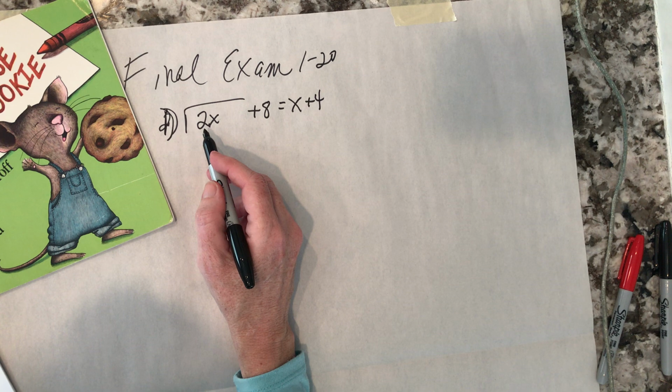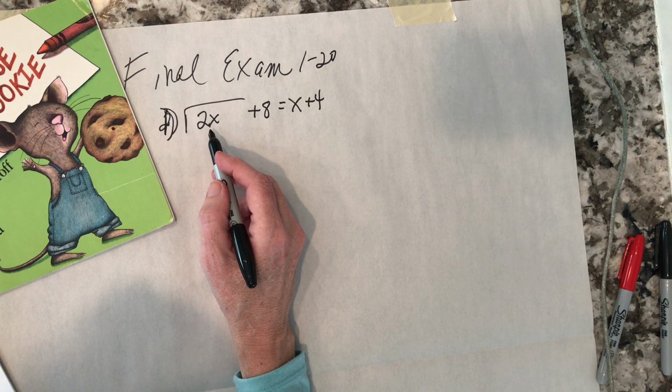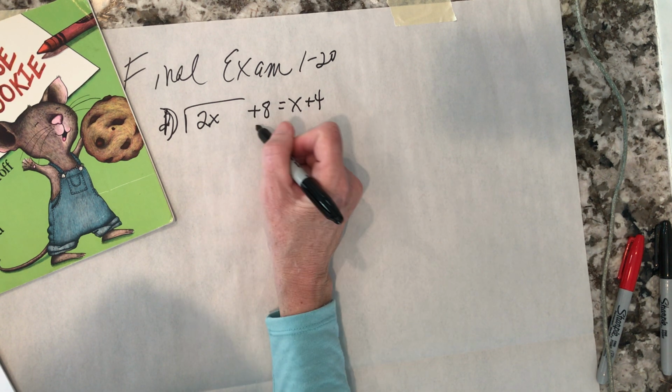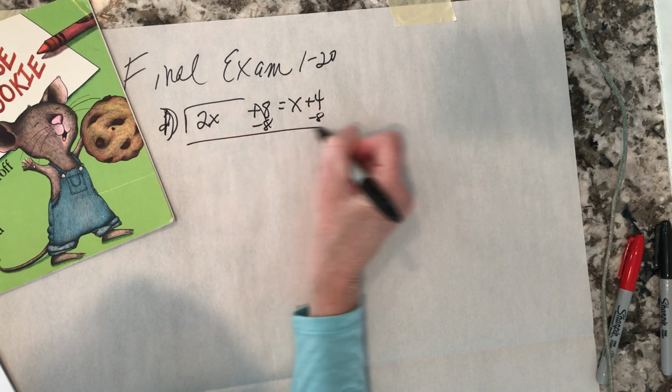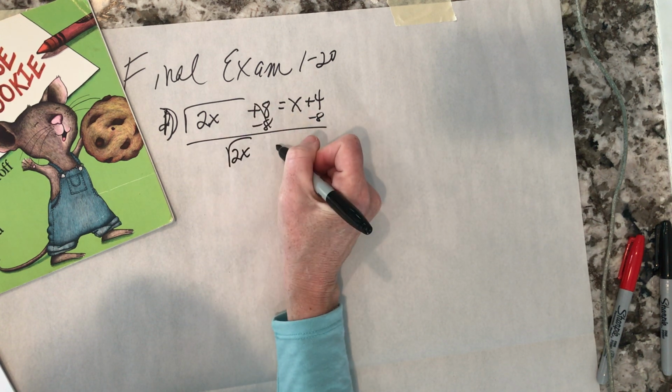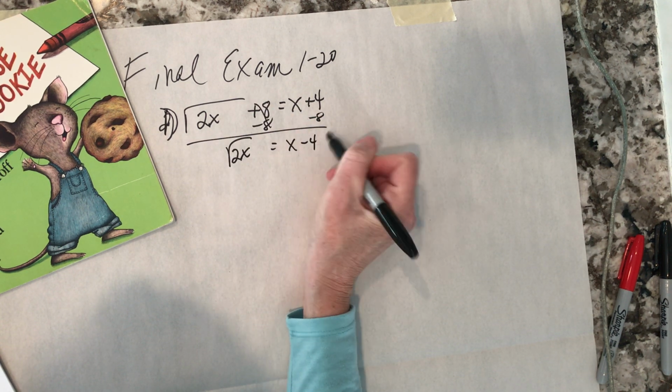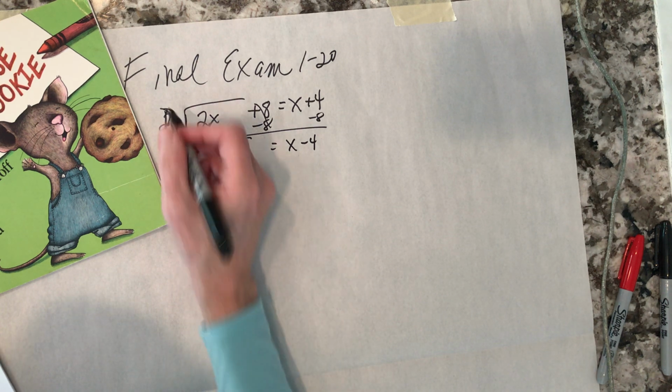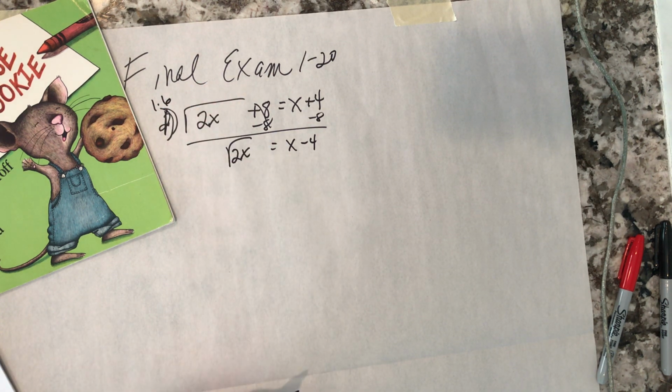Okay, we've got a radical here. We want to solve for x. We're going to need to get it isolated, so move the 8 out. You got the square root of 2x equals x minus 4. This is from section 1.6 in your book. Let's see what we're going to do next.